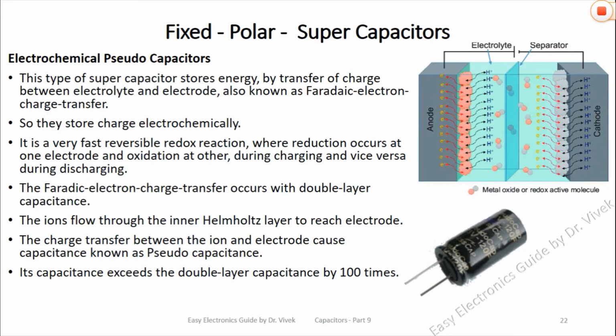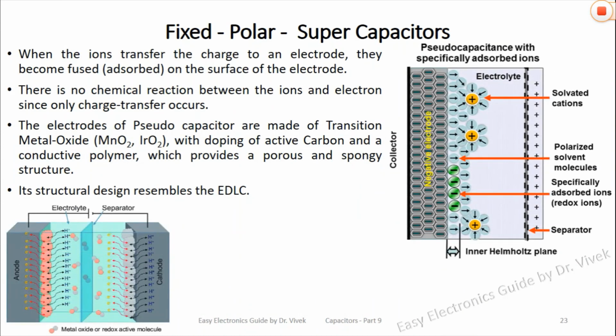Electrochemical pseudocapacitor stores energy by transfer of charge between electrolyte and electrode. They store charge electrochemically. The electrodes of pseudocapacitors are made of transition metal oxides with doping of active carbon and a conductive polymer which provides a porous and spongy structure.